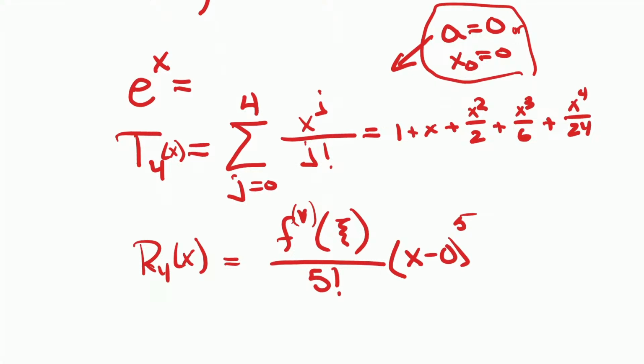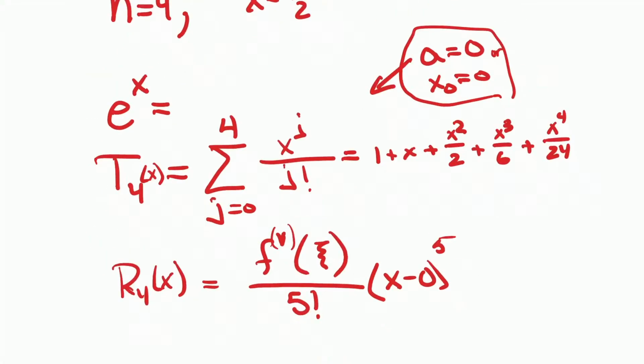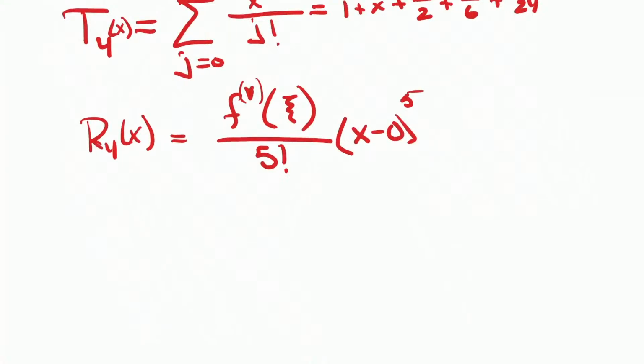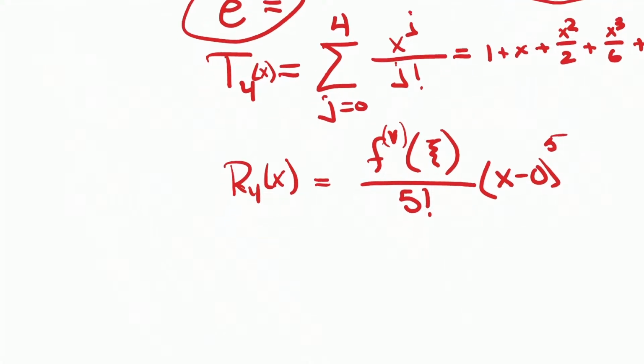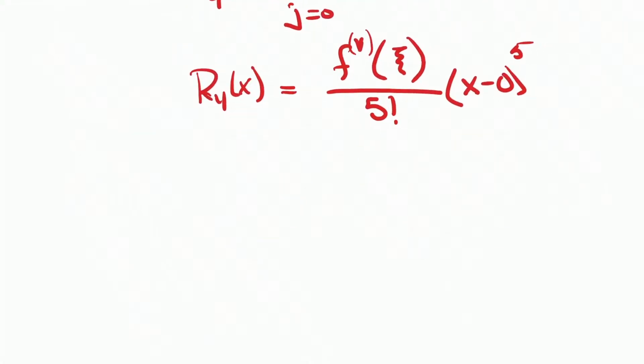Hold on a sec, we're almost there. Remember, x is 1/2, we're going to get there. So I need the fifth derivative of e to the x. I think you all know what the fifth derivative of e to the x is, but just in case, let me write it down here. The fifth derivative of e to the x is e to the x.